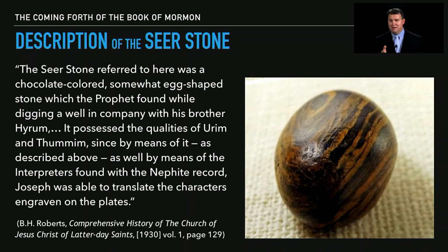Part of it is the two people most involved in translation, Joseph Smith and Oliver Cowdery, tended to favor the term Urim and Thummim and Nephite interpreters. When Joseph Smith describes translation, he generally talks about the Nephite interpreters and doesn't mention the seer stone. When Oliver Cowdery describes translation, he talks about the interpreters and not the seer stone. Because they are the two people most involved in translation, that became our narrative.